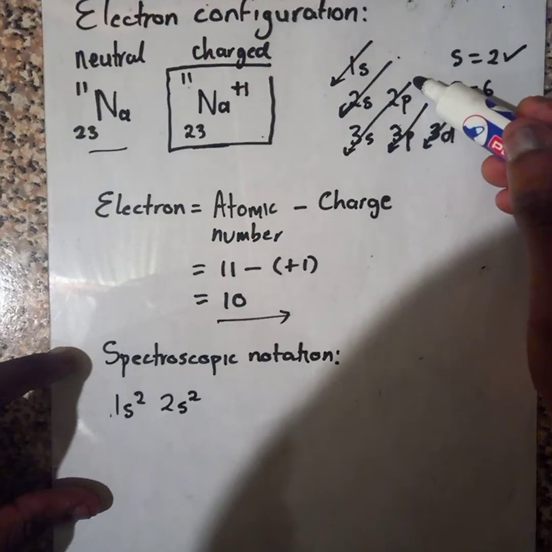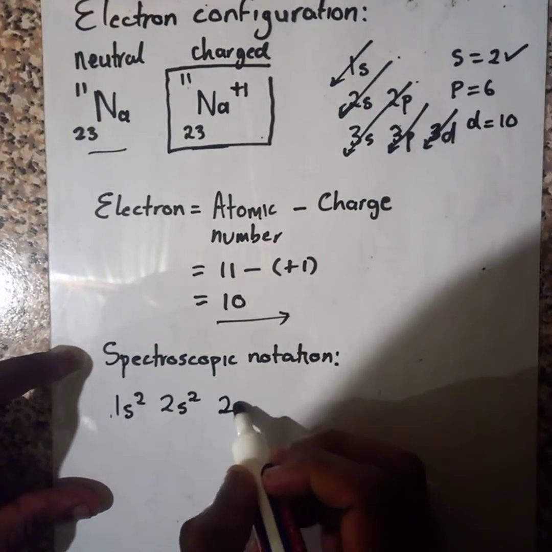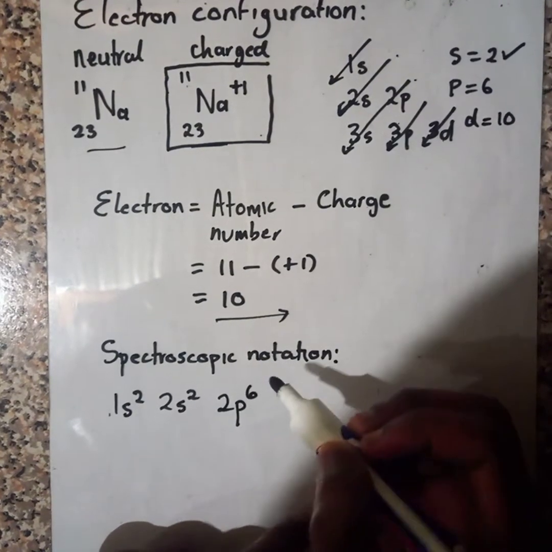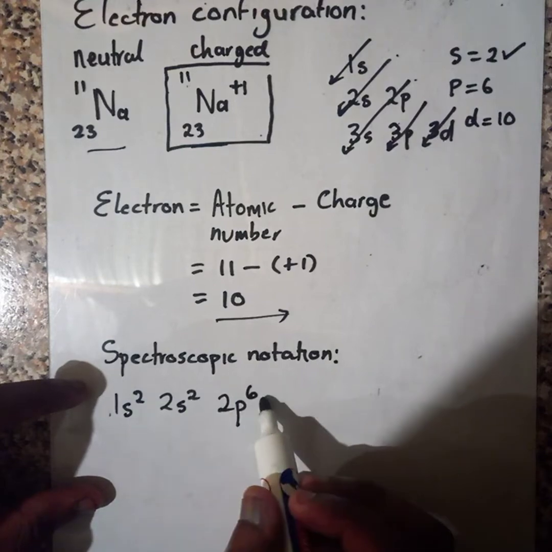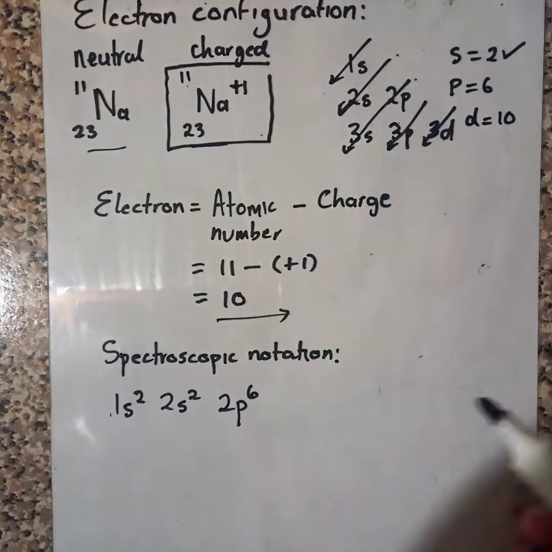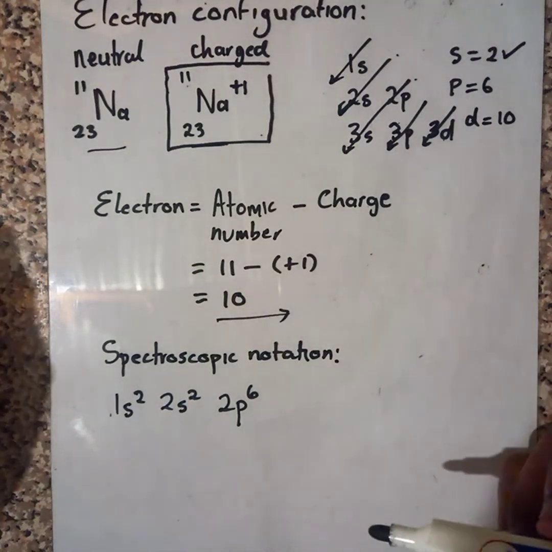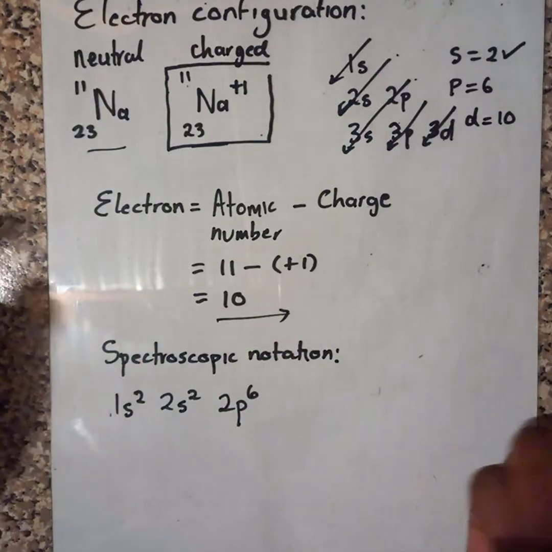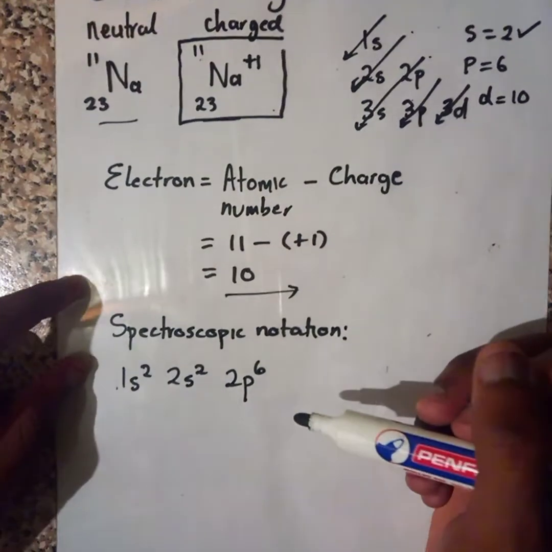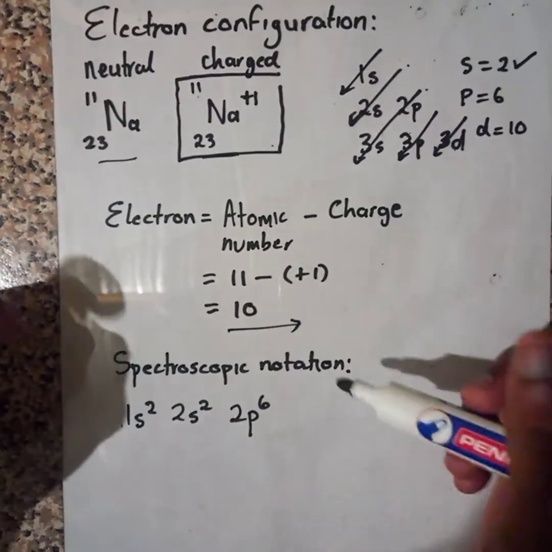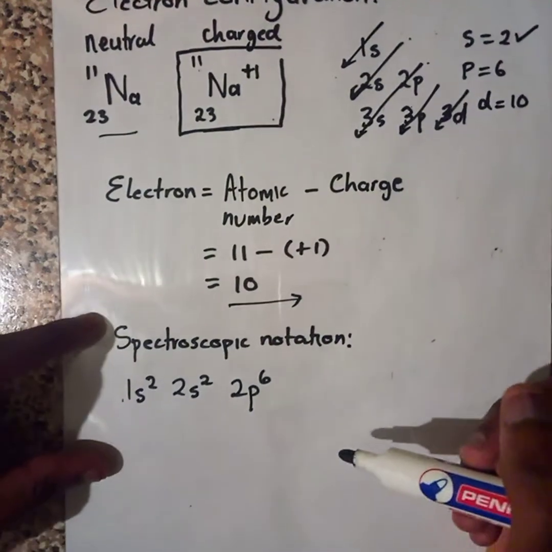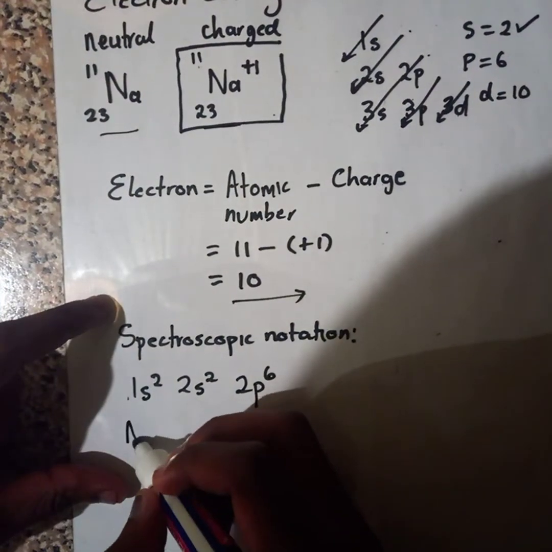Then we move to this one now, 2P. Check. 2P can take up to 6. And when we add all of this, we get 10. Then we have answered our electron configuration question, but using the spectroscopic notation. You can also use the noble gas notation if you want to, or if it is not stated to use either spectroscopic notation or the noble gas. You can use any.